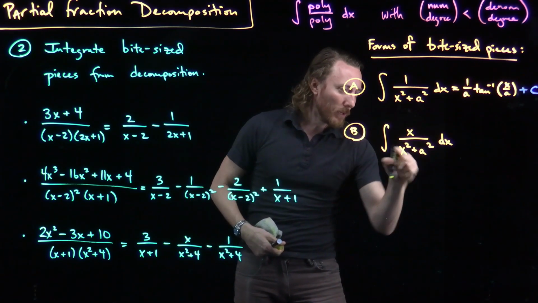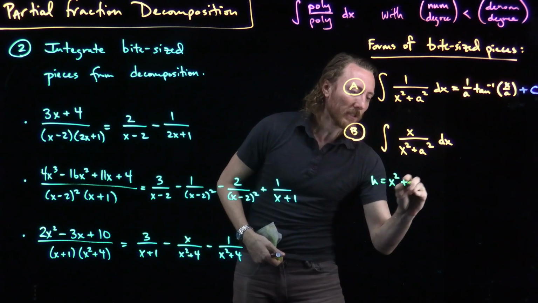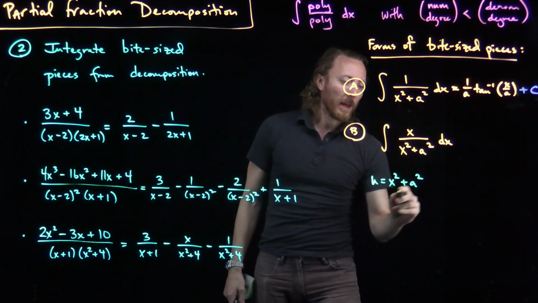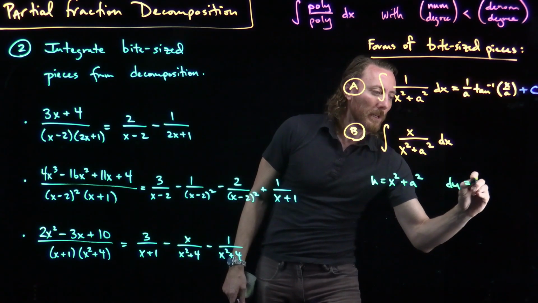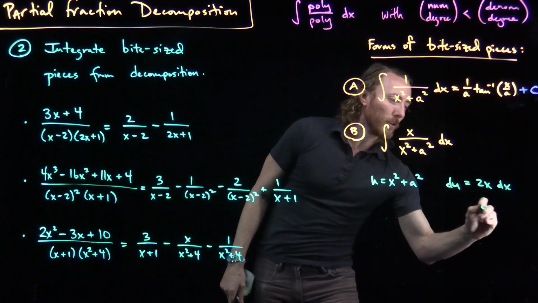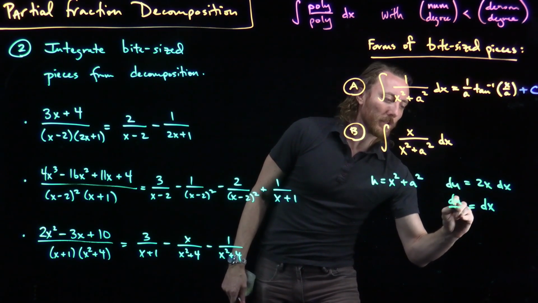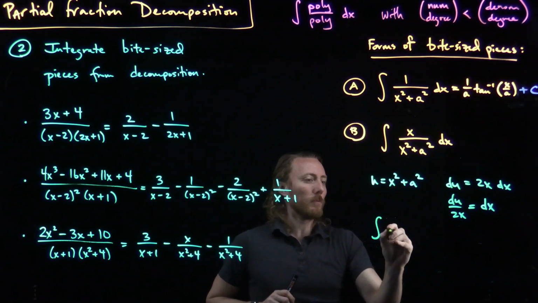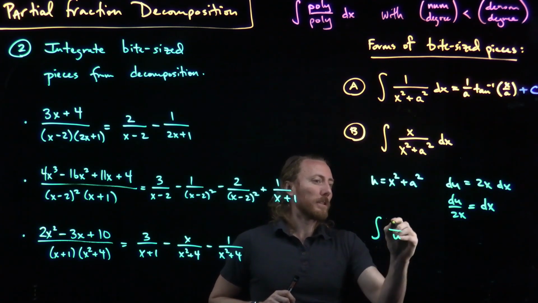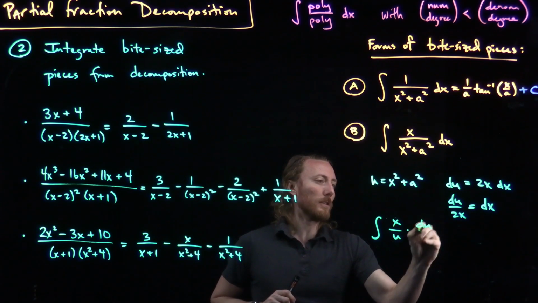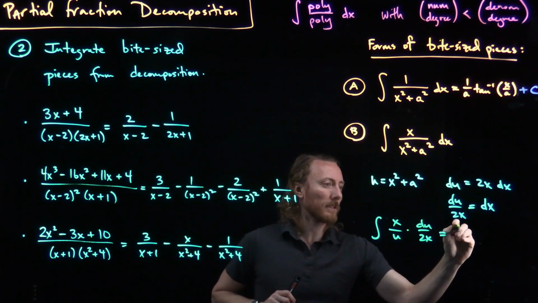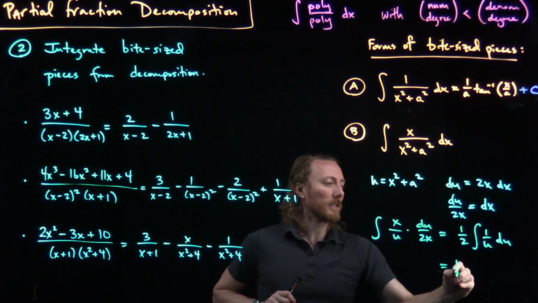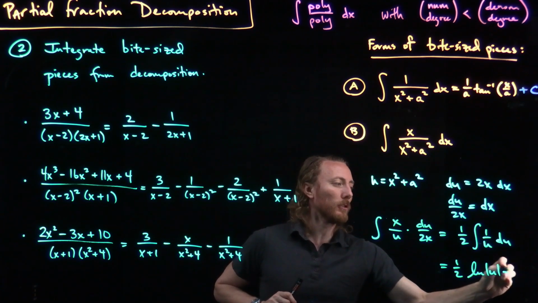So letting u equal that x squared plus a squared expression here, a is just a number, right? Like the 4 that we would have down here, x squared plus 4 or something. Then the derivative, the du, is just 2x dx. Solving for dx, we'd have dx equals du over 2x. And then substituting in accordingly, we'd have the u downstairs. We'd still have that x upstairs, but the dx is du over 2x. So the x's cancel, the 1/2 factors out, and then we just have 1 over u du. But that's just 1/2 ln absolute u plus c.